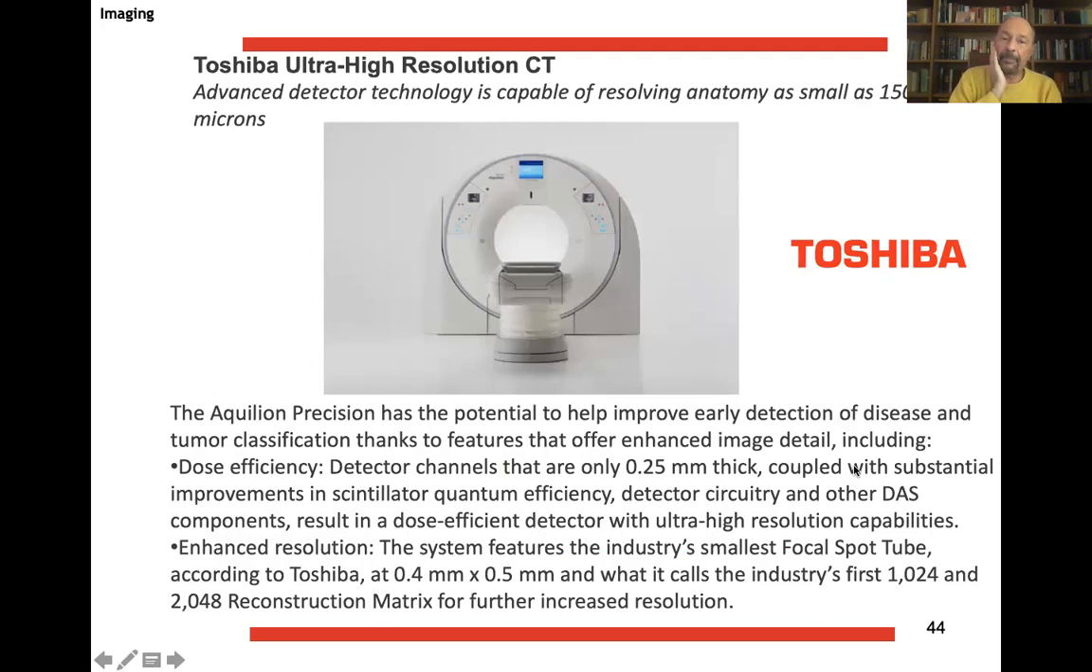This is an example of a cutting-edge machine, the new CT scan from Toshiba, where the resolution in 3D can now be as low as 150 microns. So it's comparable to the resolution that you have in 2D radiography in the single pixel. Now you can have it in 3D. You can have a resolution around 150 microns. So it's really an amazing machine now.